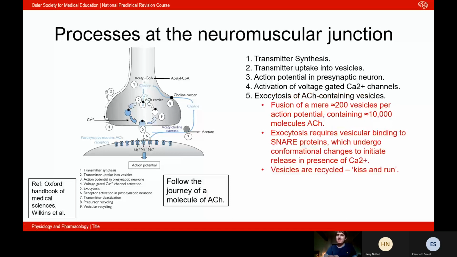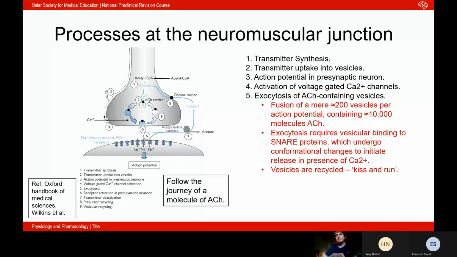So the amount of acetylcholine released from one vesicle is what we consider something called a quantum, and so that gives the term quantal release, which is how we describe the release at the neuromuscular junction.